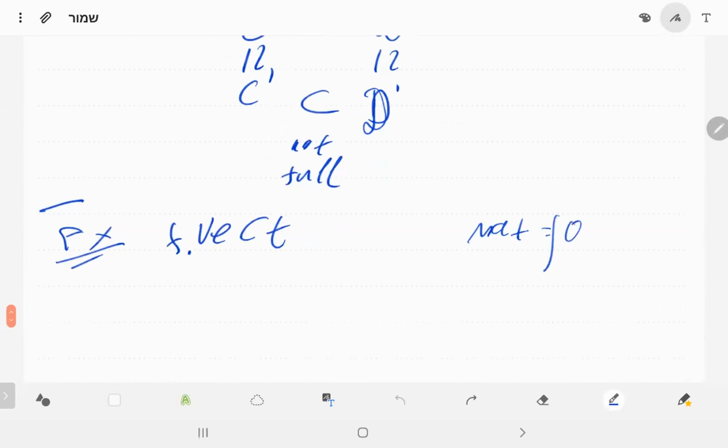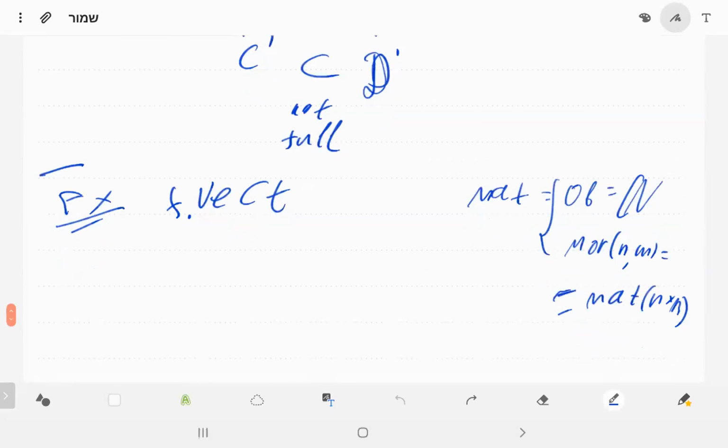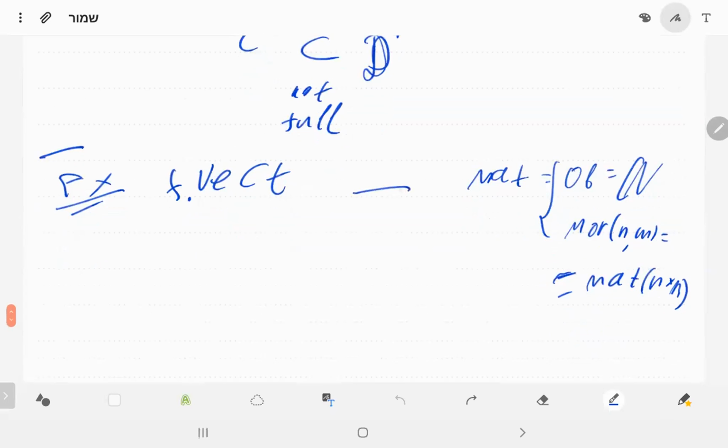Objects are equal to integers, and morphisms between n and m are equal to m by n matrices. And the composition is just matrix multiplication. So the exercise is to prove that they are equivalent. And in fact, the equivalence is rather canonical.